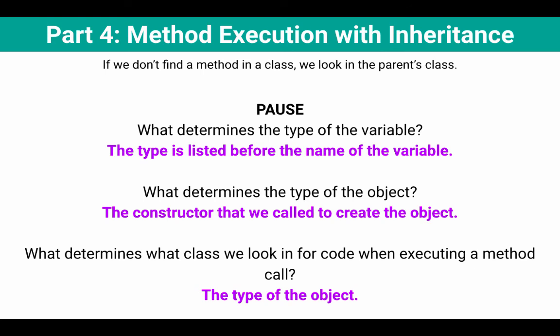Lastly, what determines what class we look in for code when executing a method call? It's the type of the object. That's what matters, not the type of the variable, the type of the object. Okay, that was just review. The key piece is that if we don't find a method in a class, we look in the parent's class.